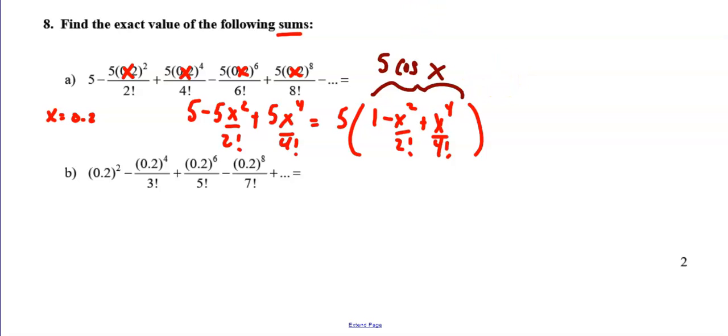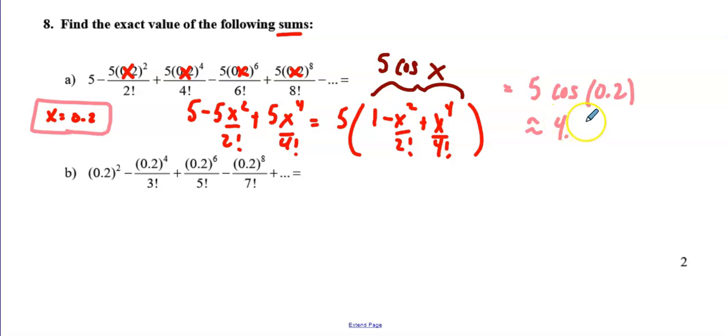So the actual numeric value that we're going to get out of this is going to be 5 cosine of 0.2, right? Because we have to substitute back in what our x value is. So this is going to be 5 cosine of 0.2. And we're going to use a calculator for this problem, and we're going to get that this series is going to approximately sum up to 4.9003.